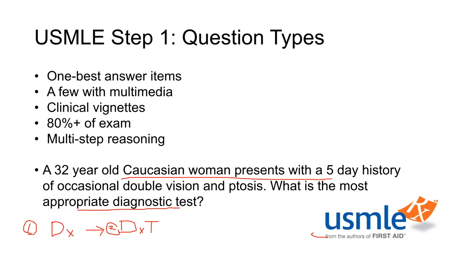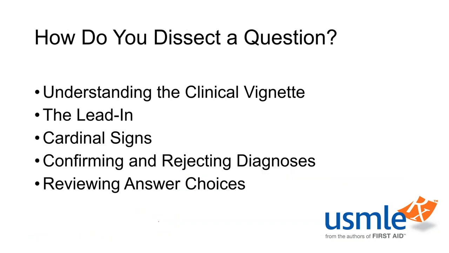So there you go. That's an example of a two-step question, and in terms of how you might want to approach the test. When you dissect a question, as you just saw there, you are going to try to parse out the clinical vignette. You have to identify the lead-in, what is the question, what is it they're trying to ask you to do, and Daniel's going to go through that technique in a lot more detail.